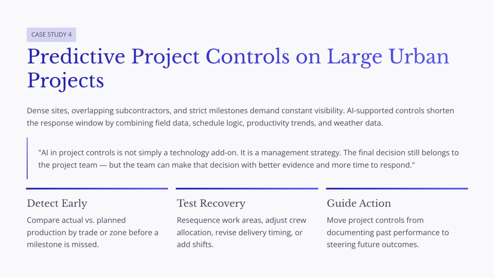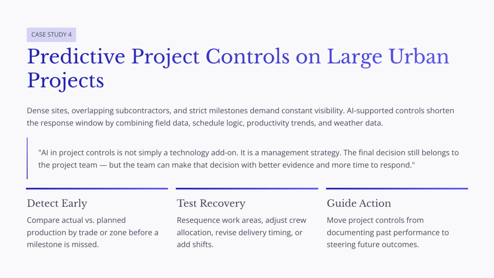Let's close this chapter with a case study concept: predictive project controls on large urban construction projects. Large urban projects often involve dense site conditions, overlapping subcontractor schedules, limited laydown space, strict milestone requirements, and complex logistics. In this environment, small delays can quickly create larger problems. A delay in one work area may affect crane time, material deliveries, inspections, crew access, and downstream trades. If the project team discovers the problem only during a weekly schedule update or a monthly progress meeting, the response window may already be too short.